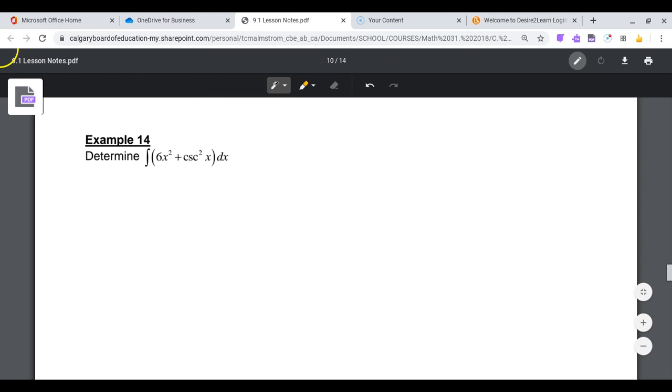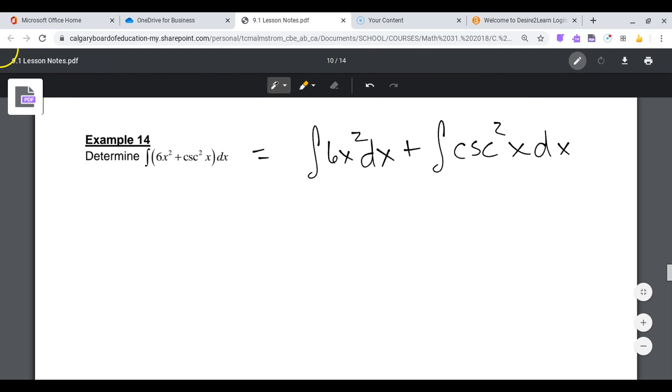Okay, so number 14, we actually don't need the substitution for this one. I could just separate this out. I could do the integral of 6x squared plus the integral of cosecant squared x. Then I need to say in terms of dx on each of those. I could just use that property, and we know how to integrate 6x squared. That was like example 1 at the beginning. So this would just be 6x cubed on 3. We'll hold off the plus c till the very end.